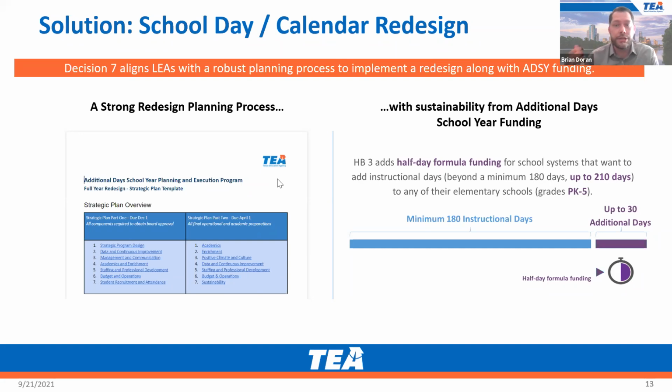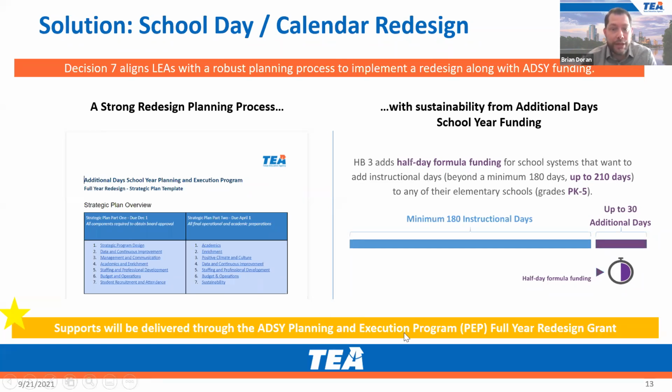So we're pairing essentially the strong planning process of, okay, how can we really go about redesigning our school day and our school calendar for both students' and teachers' needs? And then how can we make that sustainable through ongoing funding through things like Additional Days School Year, the Adzy funding. And so this is called the Adzy Planning and Execution Program, Adzy PEP, full year redesign grants.